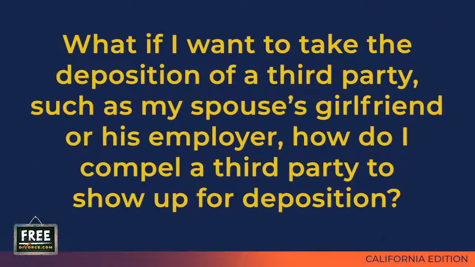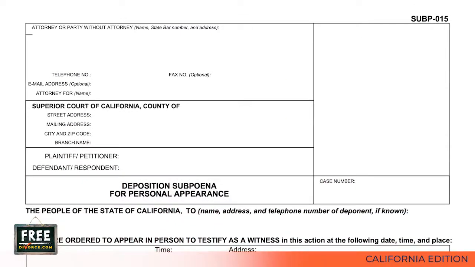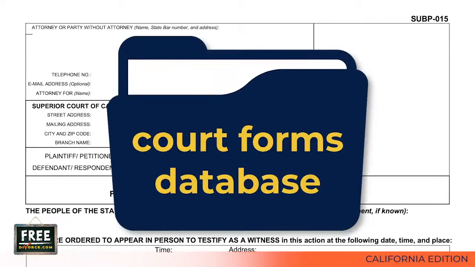What if I want to take the deposition of a third party, such as my spouse's girlfriend or his employer? How do I compel a third party to show up for a deposition? If you want to depose a third party, you not only have to send your spouse a notice of taking deposition, letting your spouse know you intend to take the deposition of a third party, but you also have to serve the third party with a deposition subpoena to compel them to attend the deposition. The type of deposition subpoena you use is called Deposition Subpoena for Personal Appearance, which is SUBP-015, which you can find in our court forms database.